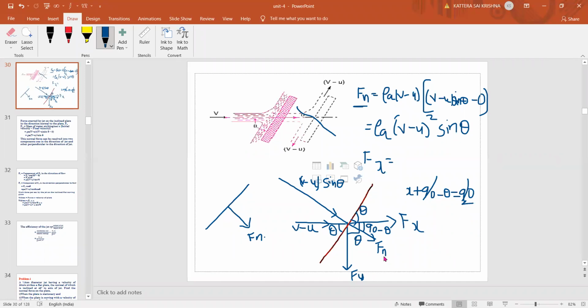Now we can resolve it easily. Fy equals, in between Fy and Fn we have theta now. That is Fn, with the angle between the lines, so it is cos theta. So Fn cos theta. Finally, what you get is rho a (v minus u) square sin theta into cos theta. That's all. Yes, Prasad, I think now it is clear to you. Sai Prasad. Yes, sir. Clear, sir.